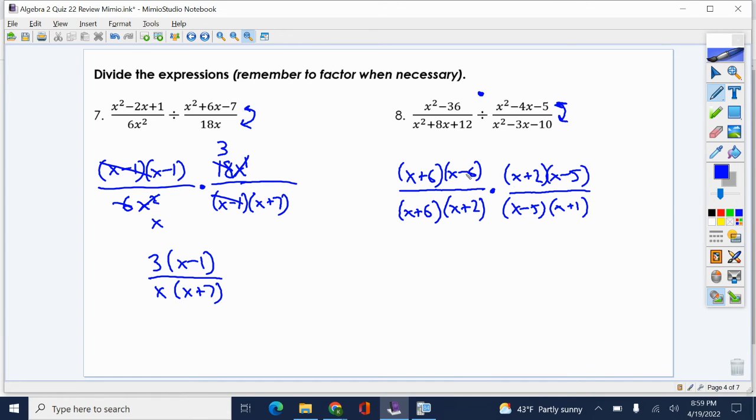Now I look to reduce. X plus 6's will cancel. X minus 5's will cancel. X plus 2's will cancel. I'm left with x minus 6 over x plus 1.